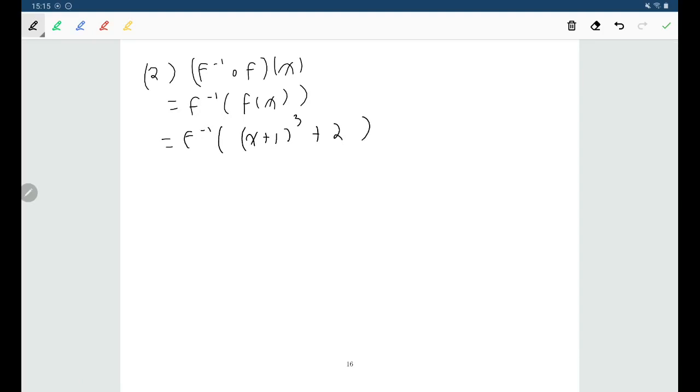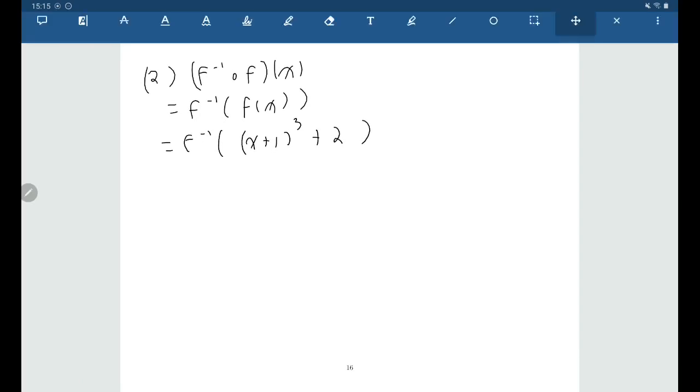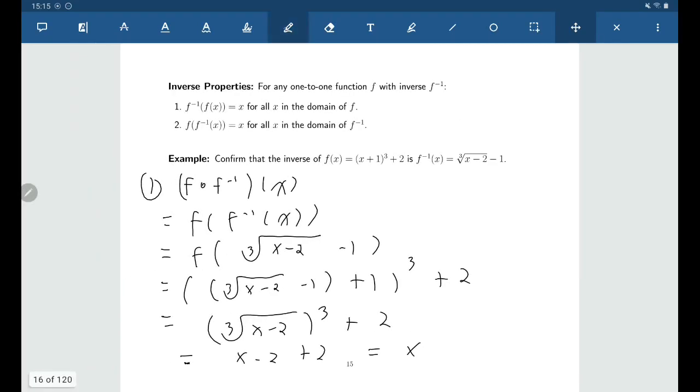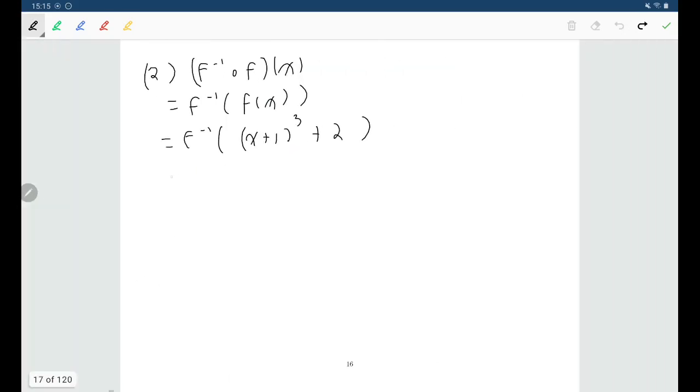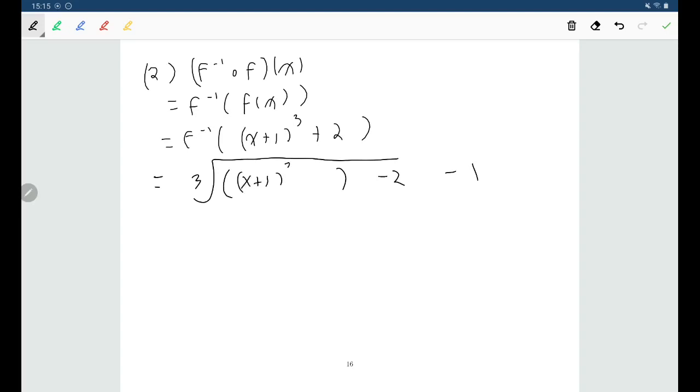We're just going to now take our function f inverse, which, again, reminder, that was our function cube root of x minus 2 minus 1, and we're going to replace the x with all of f of x. So instead of having cube root of x minus 2 minus 1, we're replacing the x with f of x, x plus 1 cubed plus 2.